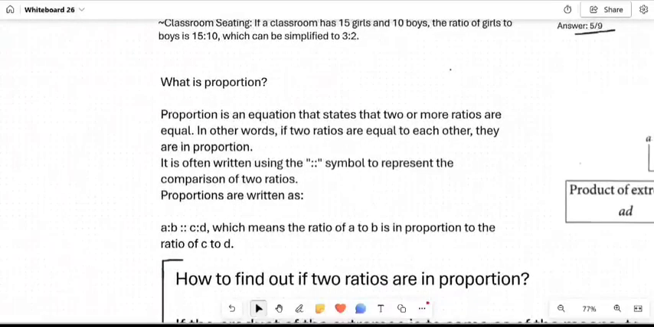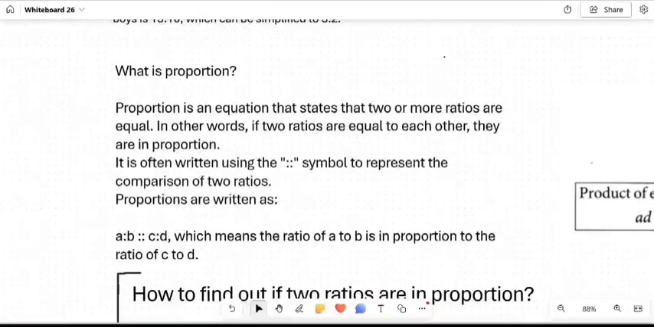Now, what is proportion? Proportion is an equation that states that two or more ratios are equal. In other words, if two ratios are equal to each other, they are in proportion. It is often written using the double colon. Over here you can see this symbol, which represents the comparison of two ratios.